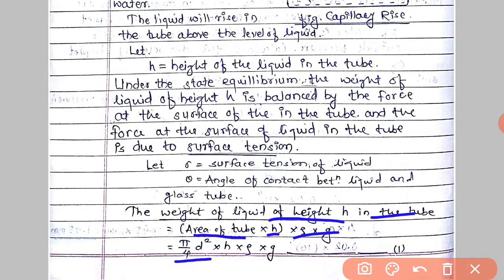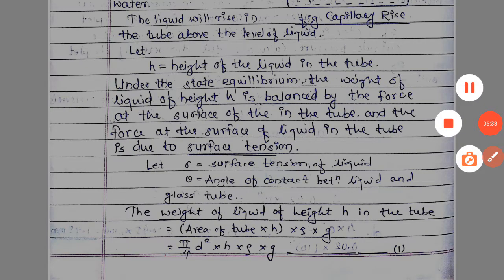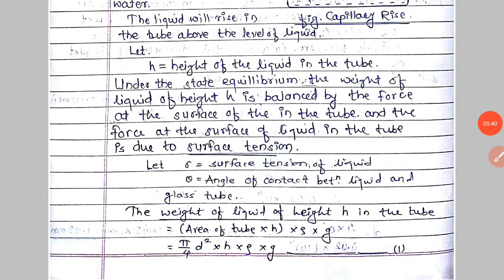So π/4 d² into h into ρ into g. This will be the weight of the liquid at height h in the tube. This will act vertically downward. And the next component will be the component of surface tension force, which acts vertically upward.